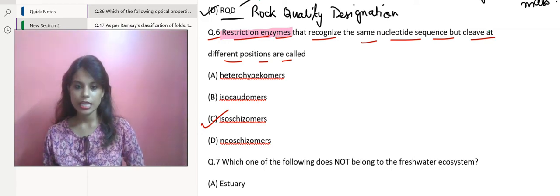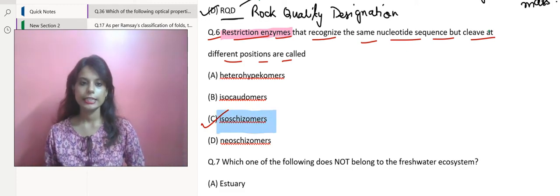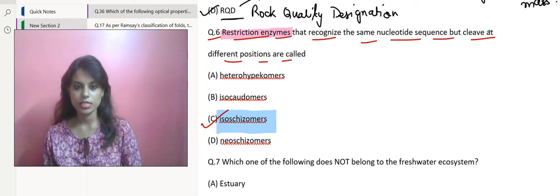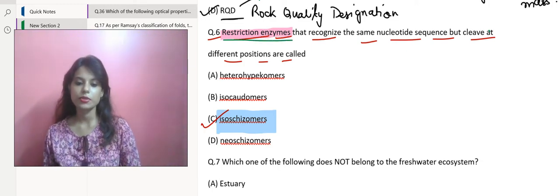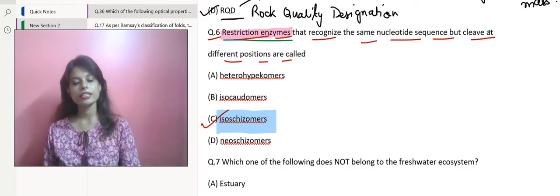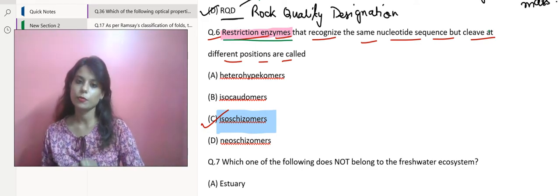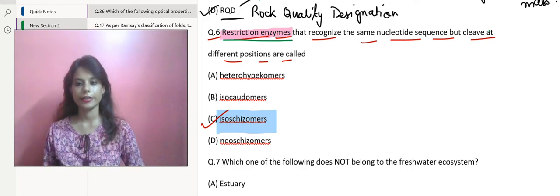And isochizomers, they are restriction enzymes, just as it is mentioned in the question. These are restriction enzymes that recognize the same nucleotide sequence, okay, but cleave at different positions. That's the only different thing.